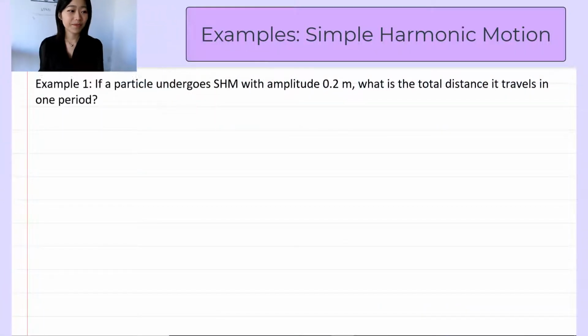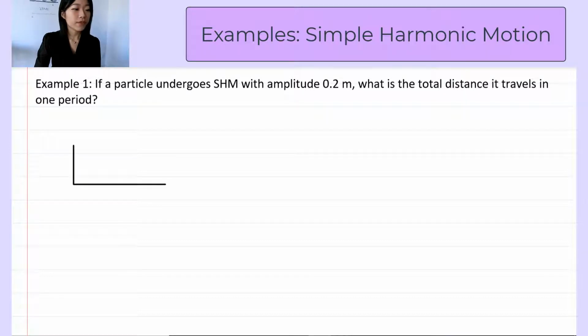First example. If a particle undergoes Simple Harmonic Motion with amplitude 0.2 meters, what is the total distance it travels in one period? Remember that one period is the time taken for one oscillation.